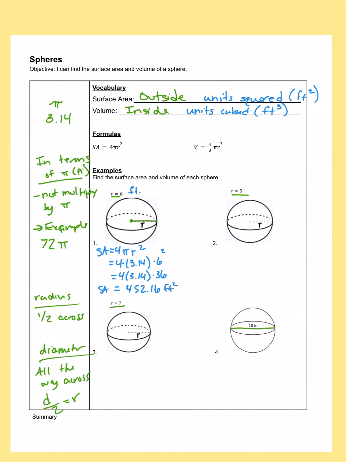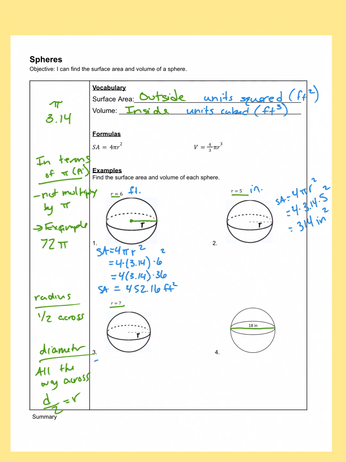So on number 2 for surface area, again, that's 4 times pi times radius squared. So we have 4 times 3.14 times the radius here is 5, so 5 squared. And let's make this one inches just to change it up. So then in my calculator, I'm just going to take 4 times 3.14 times 5 squared, and we get 314. And again, we said this was inches, so it's going to be inches squared.